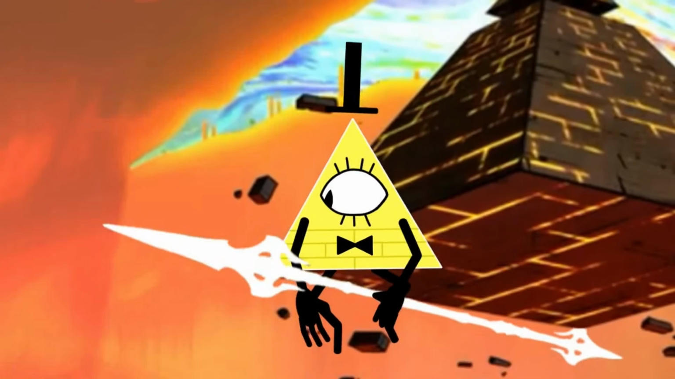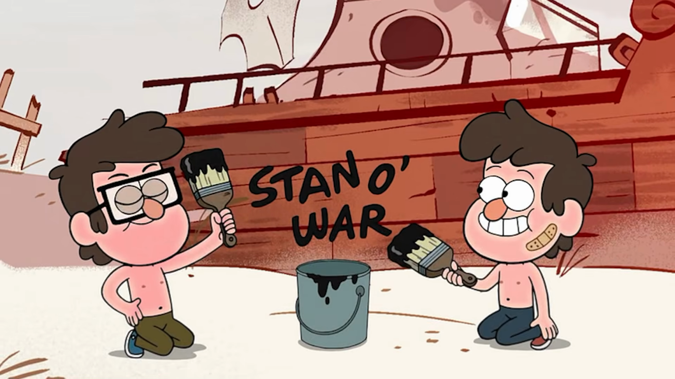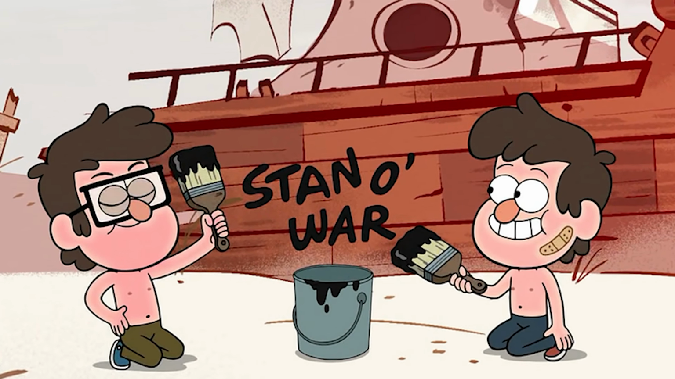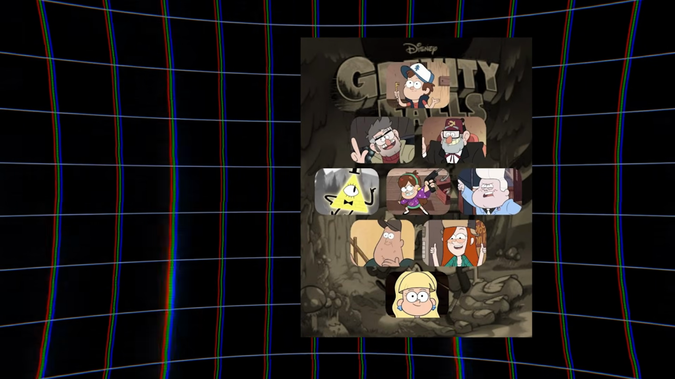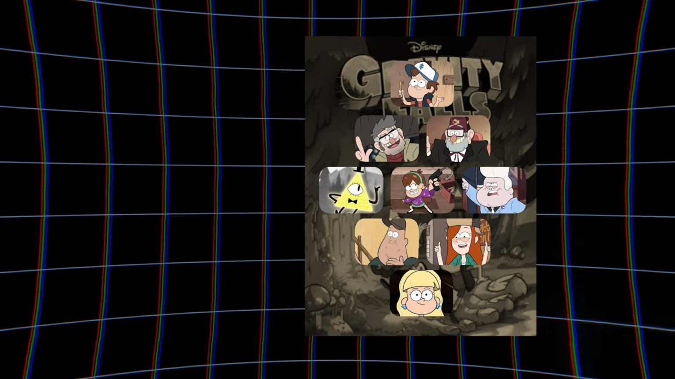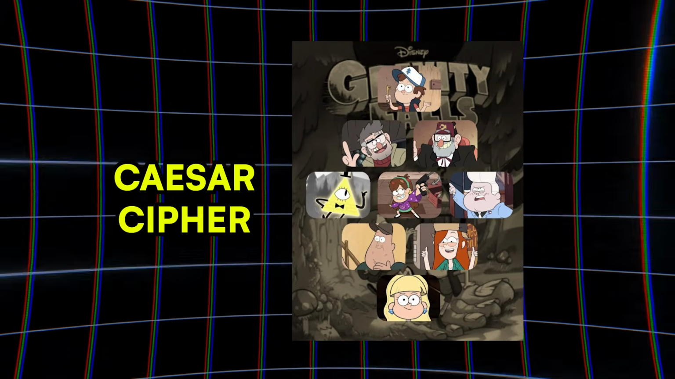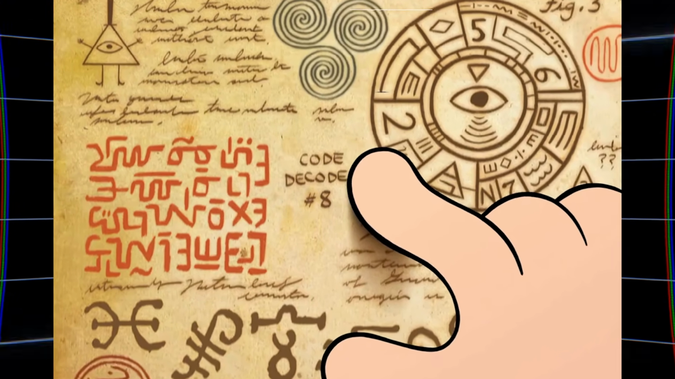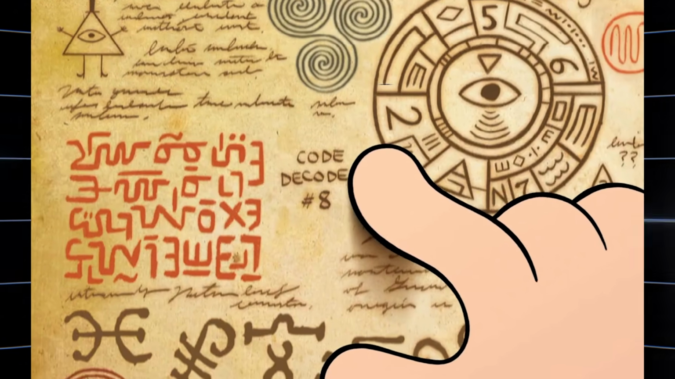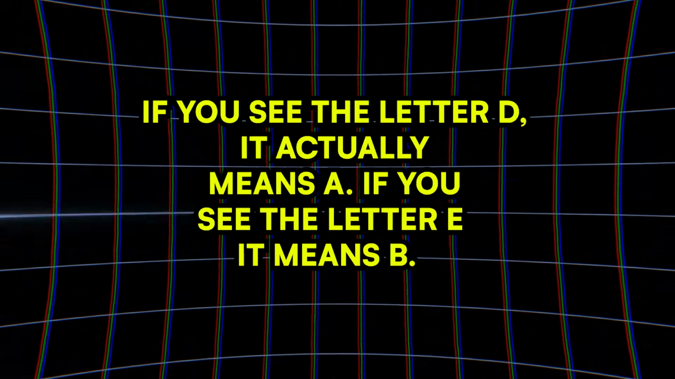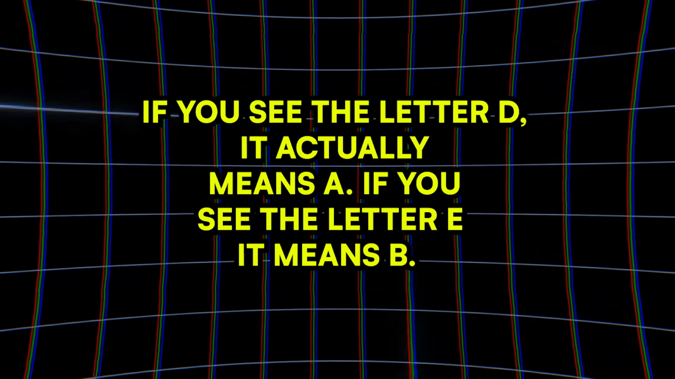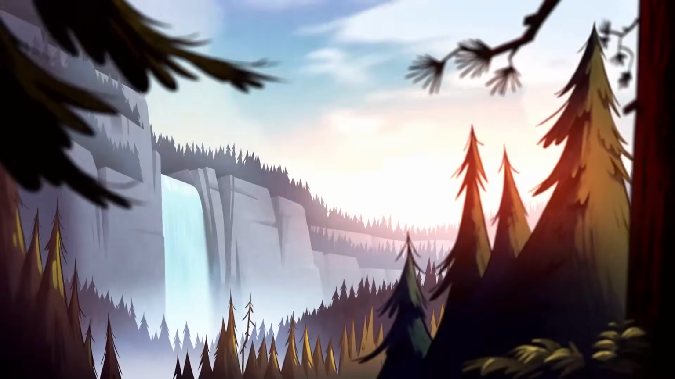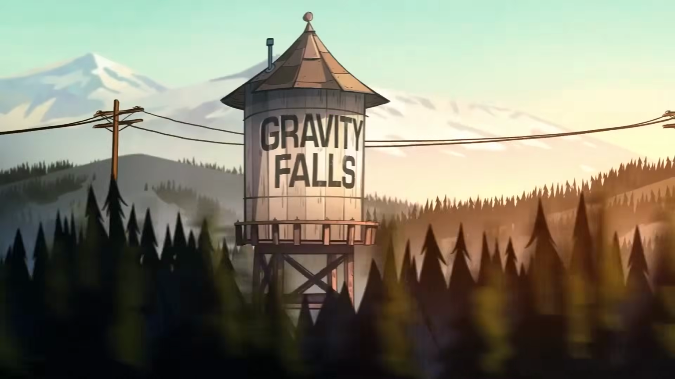Gravity Falls is famous for its weirdness, but hands down the coolest part is the secret message at the end of every single episode. For the first 6 episodes of Season 1, the show used something called a Cipher. This is a very old way of hiding text where you just shift every letter 3 spots back in the alphabet. So if you see the letter D, it actually means A. If you see the letter E, it means B.